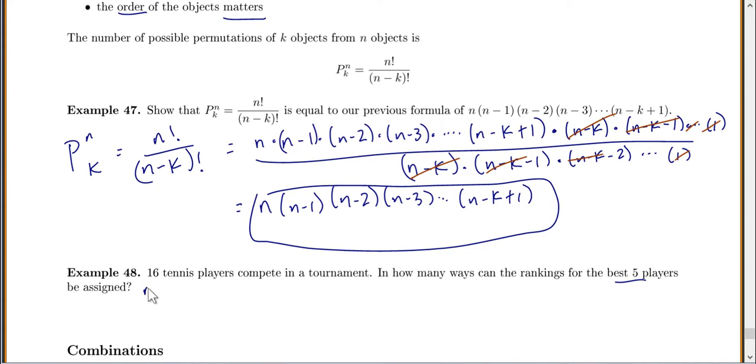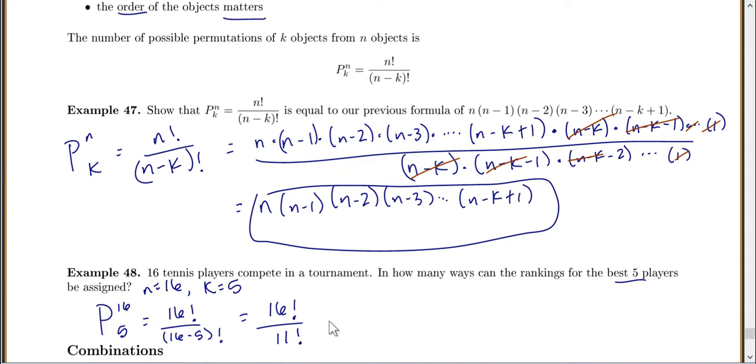And in this case, we have 16 total. We want to draw 5 of them. So we're looking for the permutation for 16 total, and we want to draw 5. So the formula says you want to do n factorial, or 16 factorial, over n minus k factorial. So that's 16 minus 5 factorial. So on my calculator, I could put in 16 factorial over 11 factorial.